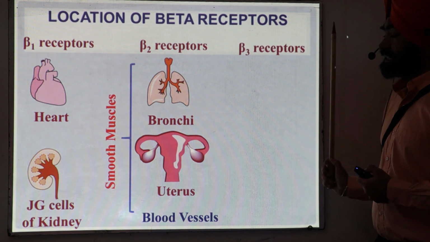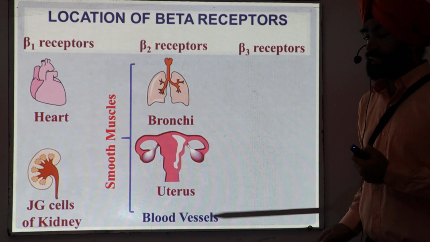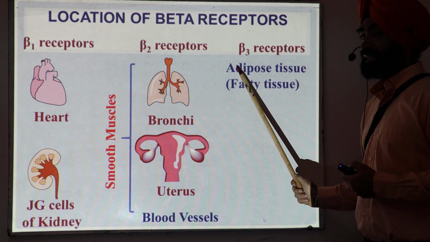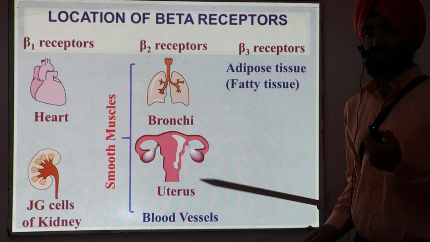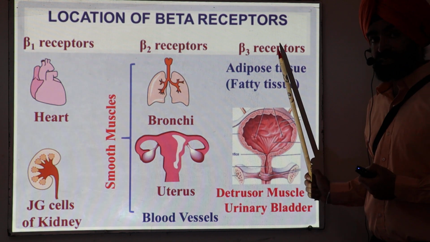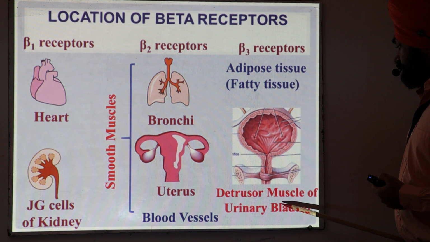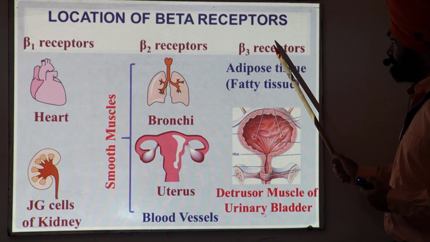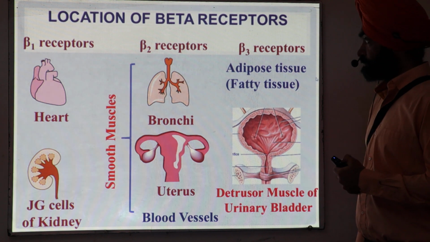Third type, beta 3 receptors. They are relatively restricted, mainly located on adipose tissue, fatty tissue. Their major role is in lipolysis, fatty acid liberation. The second location identified is the smooth muscle, that is the detrusor muscle of the urinary bladder, which has beta 3 receptors.